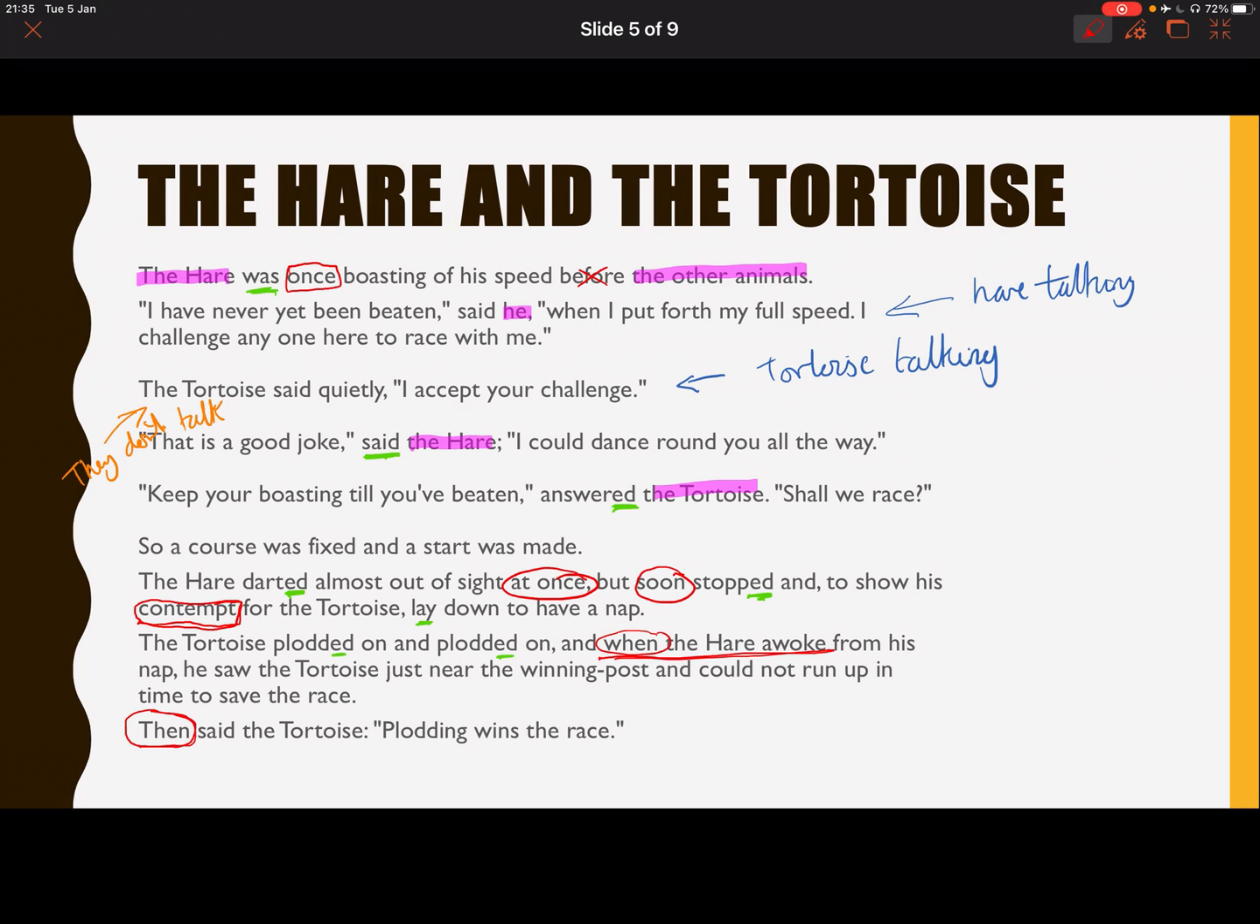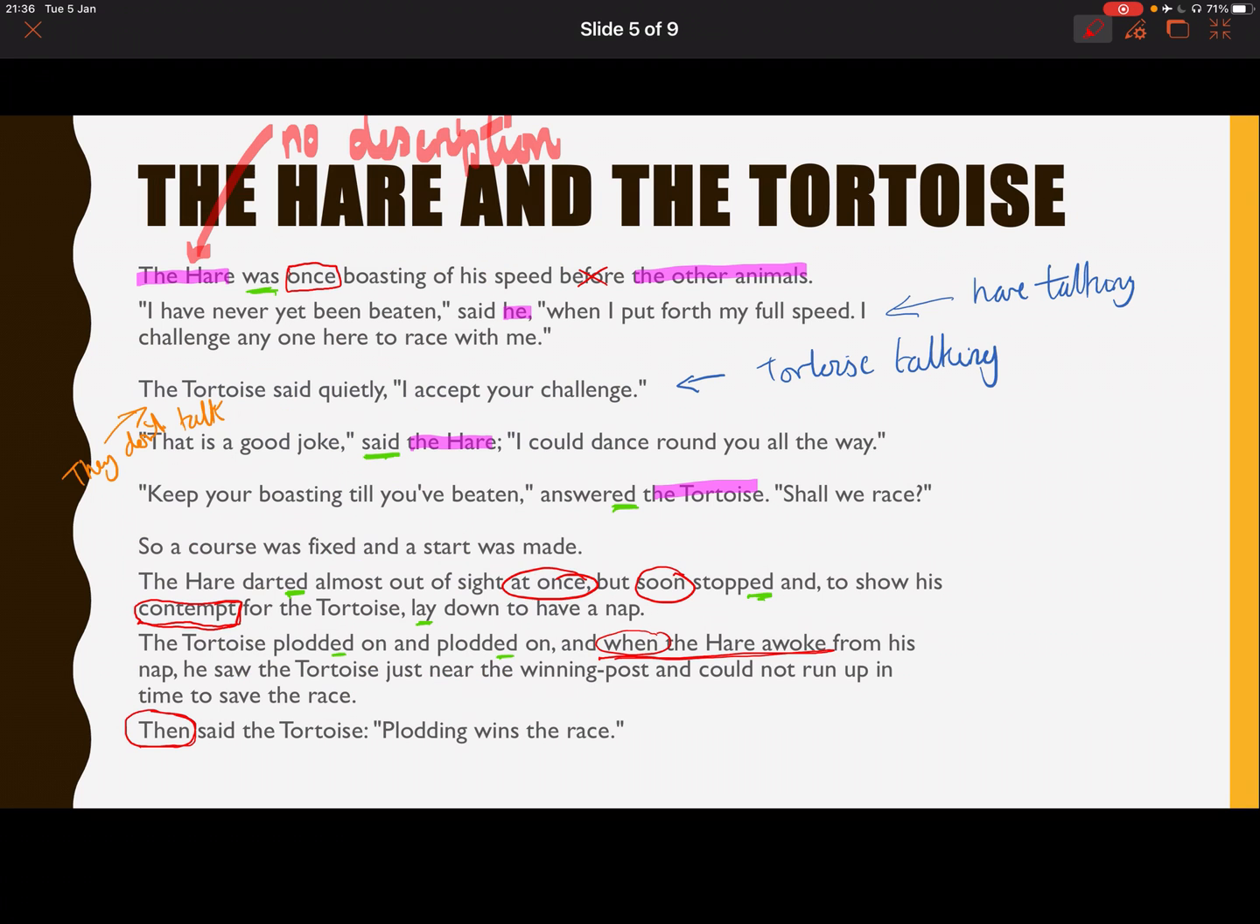The hare, again, no description. It just says the hare. It's not the tall hare, the clever hare, the fast hare. It's assumed we know that hares are fast. It's assumed that we know that tortoises are slow. If we don't know, the fact he's boasting tells us, but there's not a lot of character description. It's quite hard to label when something isn't there, so I understand that was going to be tricky.